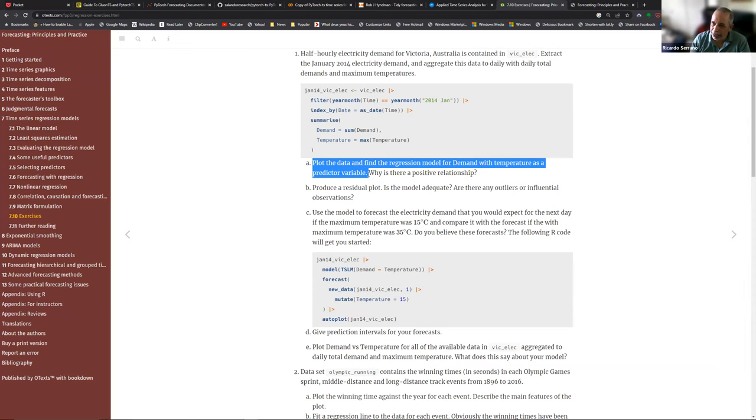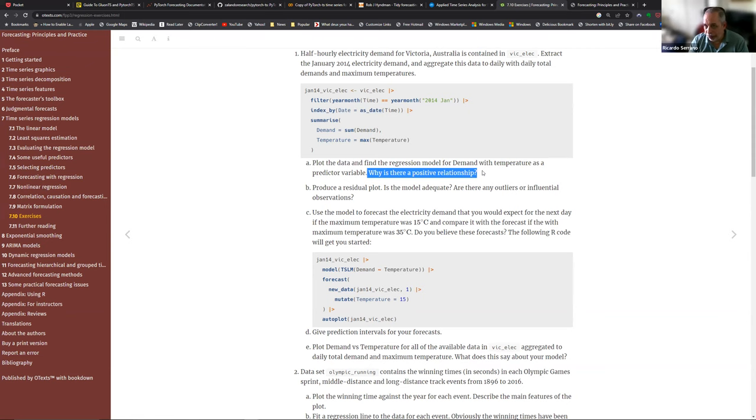Then we're going to plot the data and find the regression model for demand with temperature as a predictor value. So we're going to use TSLM, the TSLM function that we have been discussing. And there's a question that says, why is there a positive relationship? We can do some discussion. Then we're going to produce a residual plot with the function gg_residuals that we saw, when we plot the residuals, the lags, and the distribution. And the author asks you, is the model adequate? Are there any outliers or influential observations?